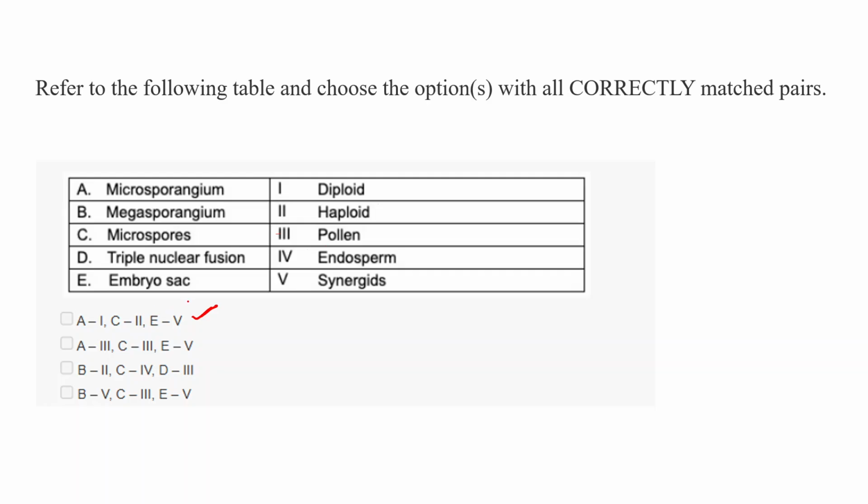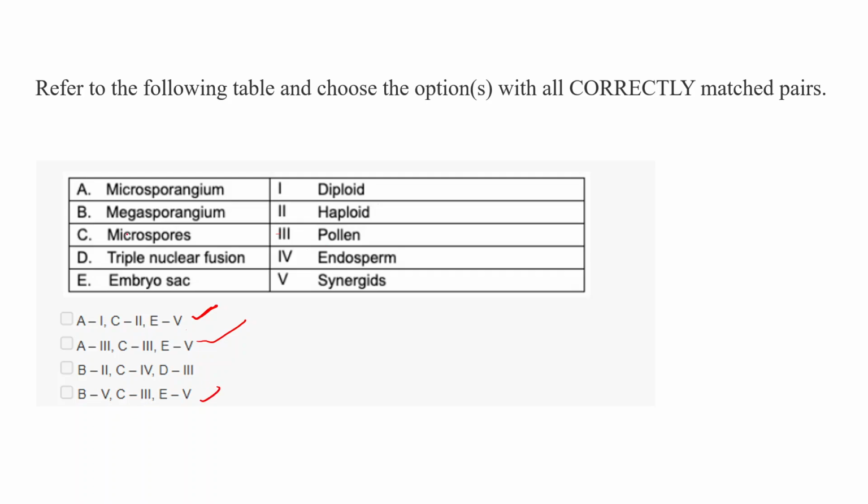Embryo sacs can match with synergids, same as we have done before, because female gametophytes contain synergids. So this can also be a correct option. Then are there any more? I think this can also be correct.